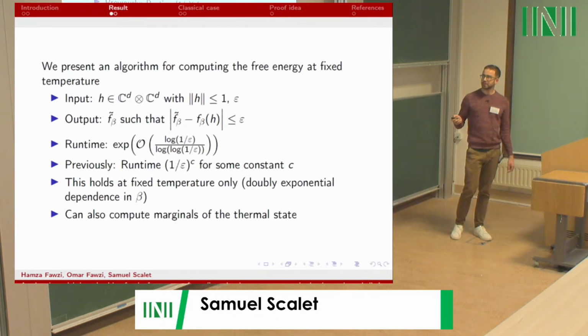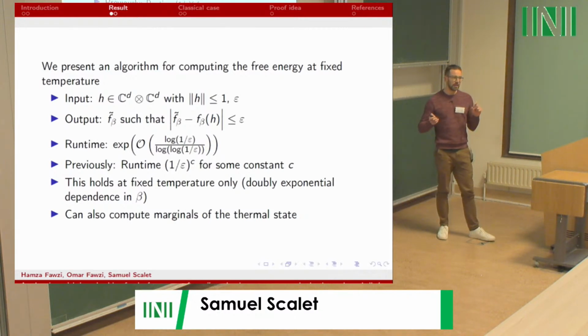And what we achieved in our result is basically this runtime. It's basically the only problem input that is interesting. So you want to ask what is the runtime in terms of the precision you want to achieve. And it is exponential in the square root of the logarithm of 1 over epsilon divided by something. So at least slightly better than any polynomial in 1 over epsilon, which is the previously best known algorithm for this problem.